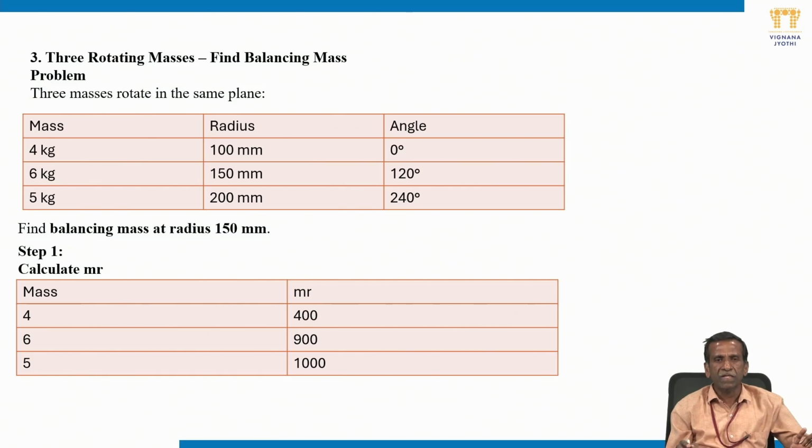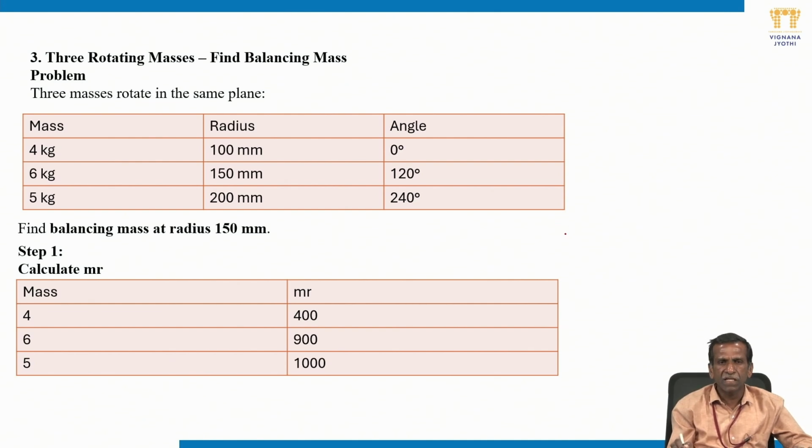and you have to see first whether sigma MR is zero, by the analytical method. Let us follow the analytical method. M1 R1 cos theta 1 plus M2 R2 cos theta 2 plus M3 R3 cos theta 3, is it giving 0 or not? It is not giving 0. Obviously, in the problem it is said to find the balancing mass at radius 150, so it is not giving 0. You will have the algebraic sum of all the horizontal components giving some value, and the vertical components also will give some value. So the same procedure you have to apply.